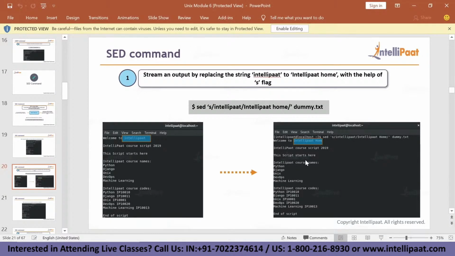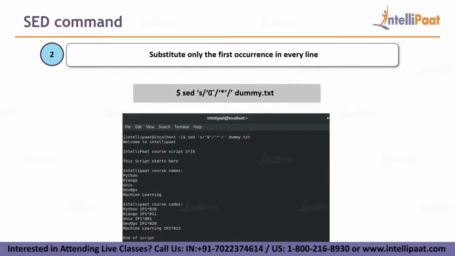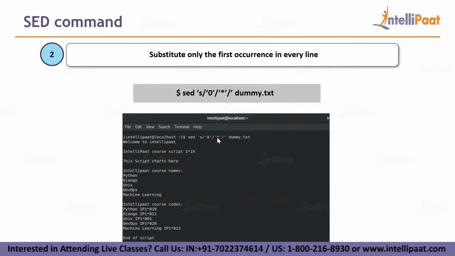So let's go back to the PPT and do the next command, which is to substitute only the first occurrence in every line. So s/0/*/. Let's see the output. You'll have to provide s, then 0 and star, and end it. Here you can see welcome to Intellipaat, and the 0 character has become star, 0 star, 0 star. Basically it just changes the first 0 that comes in a line. In this line this is the first 0, in this line this is the first 0, in this line this is the first 0. Whenever the first 0 is noticed, it will be changed to star. That's what you are seeing, the first occurrence in every line.